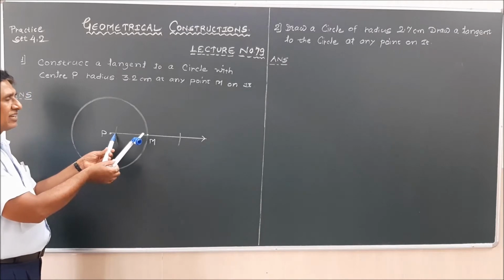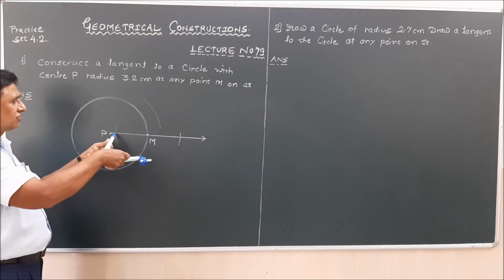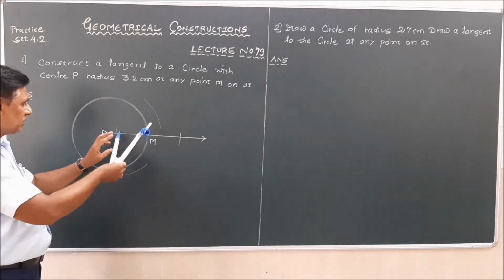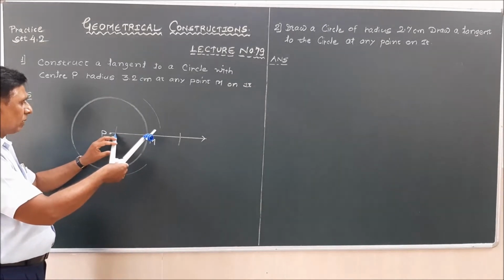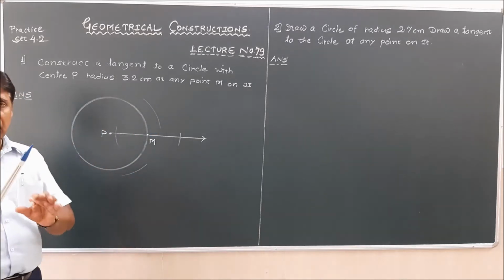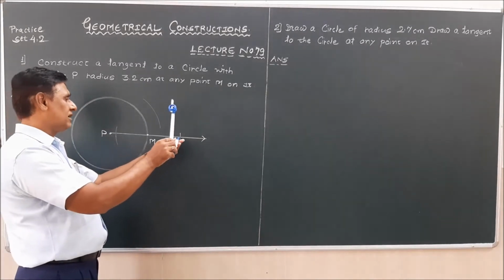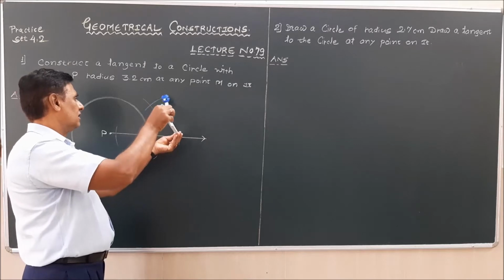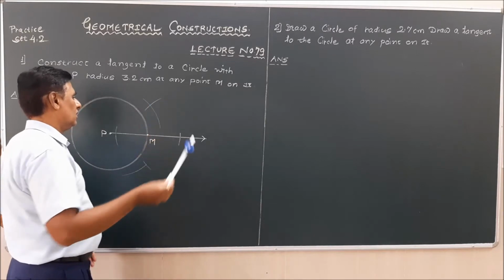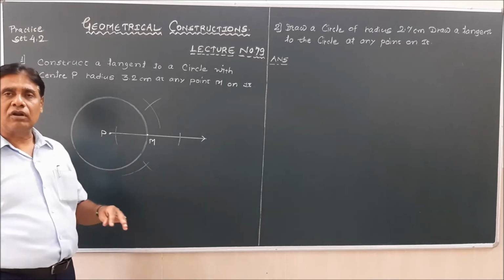Place the metal point on the left hand side arm. Take a distance more than half. Draw 2 arcs, one above PM and one below PM. I repeat again: place the metal point over here on the left hand side arm, take a distance more than half, and draw 2 arcs. Now do not change this distance. Simply place it on the other side and draw arcs intersecting the previously drawn arcs.